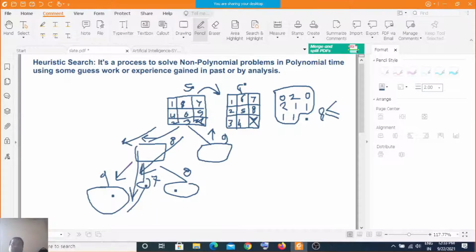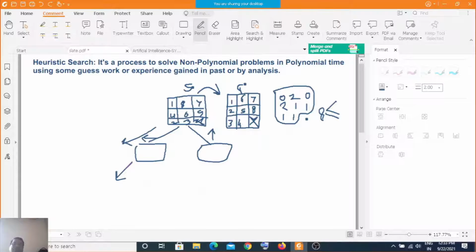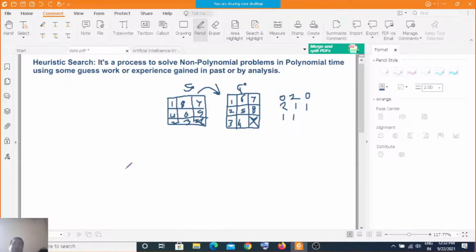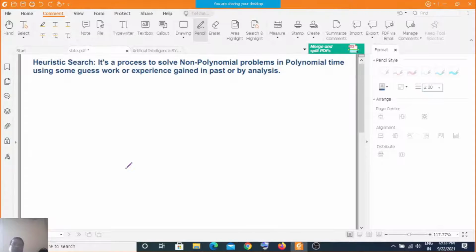Another example. I just want to clear first what is heuristic. Then only we can go through the different heuristic algorithms so that we can better understand the methods and the concept used there. So I'm just giving you another example for heuristic search or heuristic algorithms or heuristic knowledge.